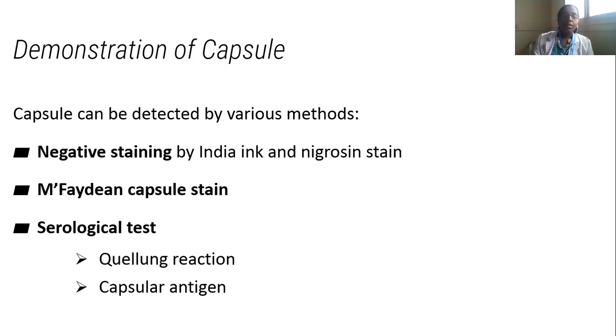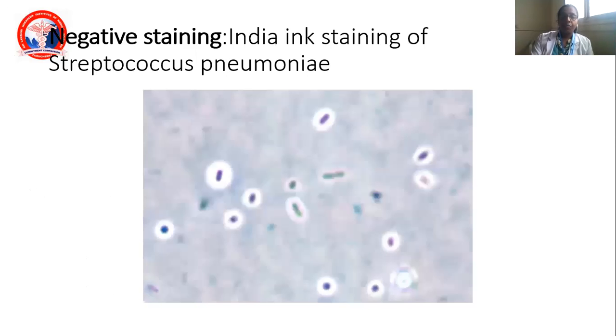So what is this Quellung reaction? When we take a colony of the capsulated strain and add some anticapsular serum, you will have swelling of the capsules. Then we can also demonstrate the capsular antigen. This is India ink staining where you can see the capsule.